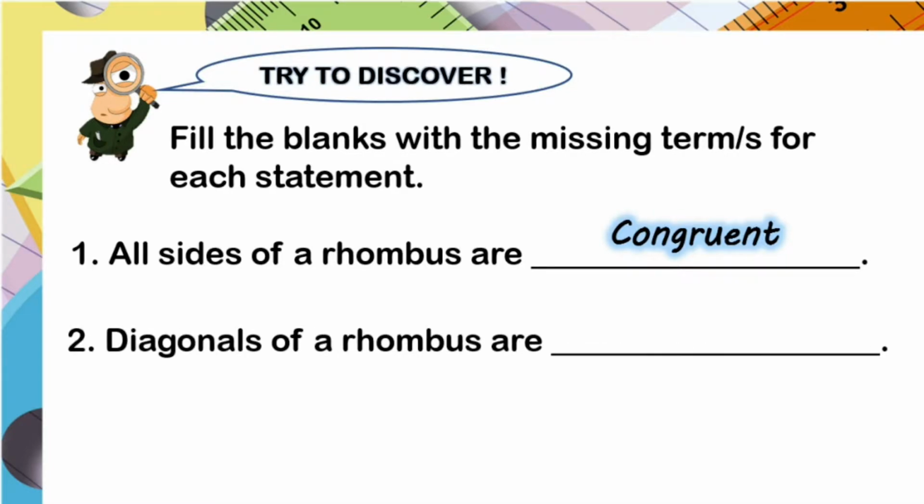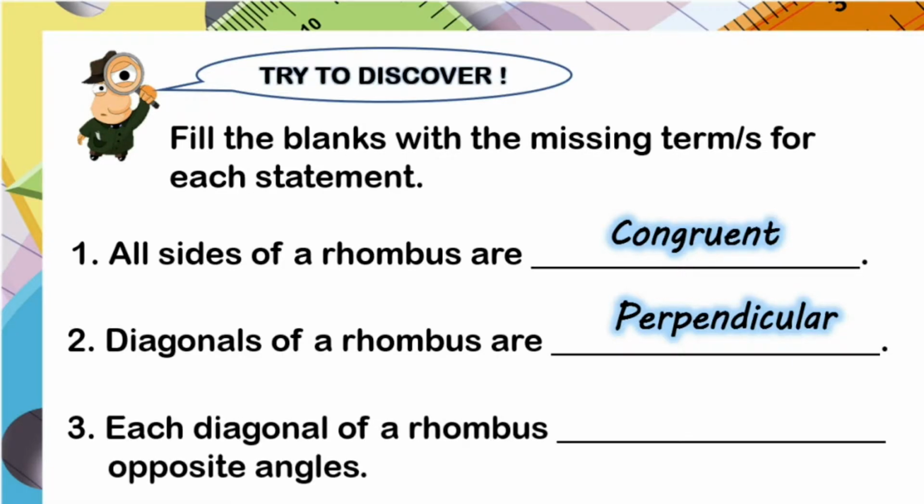For number 2, diagonals of a rhombus are blank. What word will complete the statement? If your answer is perpendicular, then your answer is correct. For number 3, each diagonal of a rhombus blank opposite angles. What word is missing in the statement? If your answer is bisect, well done. You got the correct answer.